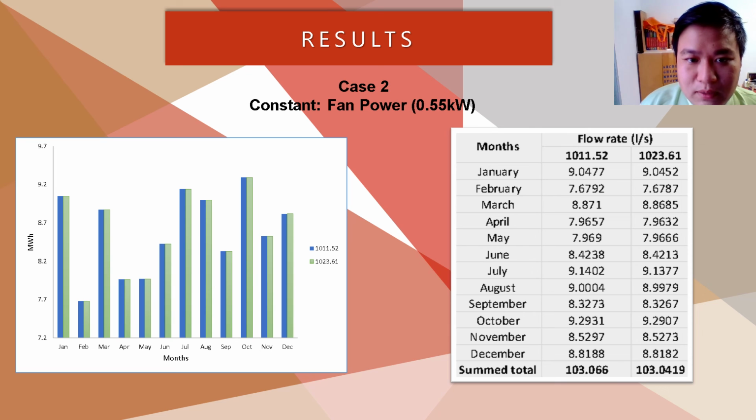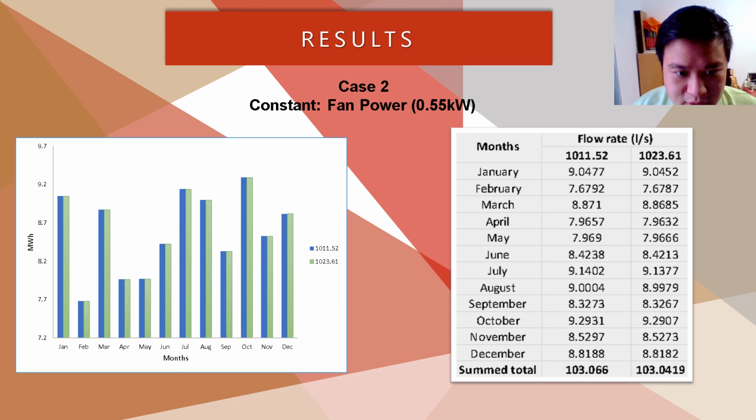And then we will compare the airflow rate from the ASHRAE standard, 1011.52 liter per second, and 1023.61 liter per second from the manufacturer. As we can see from the bar graph, the green bar, 1023.61, is from the manufacturer. It's lower than the ASHRAE standard. You can also see from the table that the catalog is much lower, even though the flow rate is higher than the ASHRAE standard.